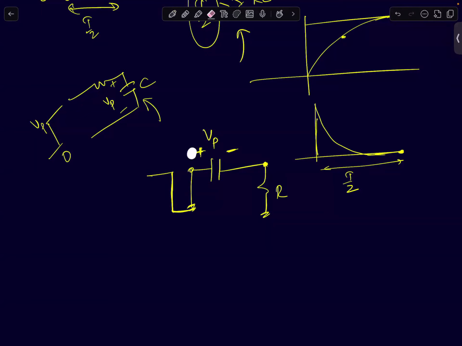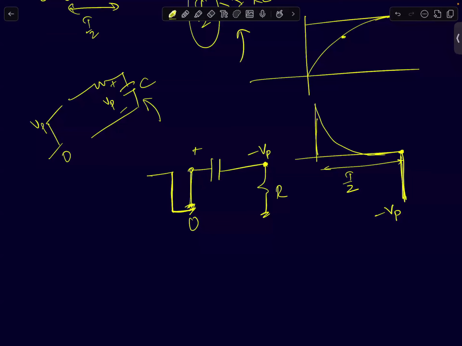See what happens. You have suddenly short circuited the input, but the charge across the capacitor cannot change instantaneously, right? It doesn't have any path to instantaneously go to 0. Previously this plate was at a higher potential, plus V peak, and that condition will not change even when your input goes to 0. So when input goes to 0, this will go to minus V peak. So your voltage will be minus V peak across the resistor.